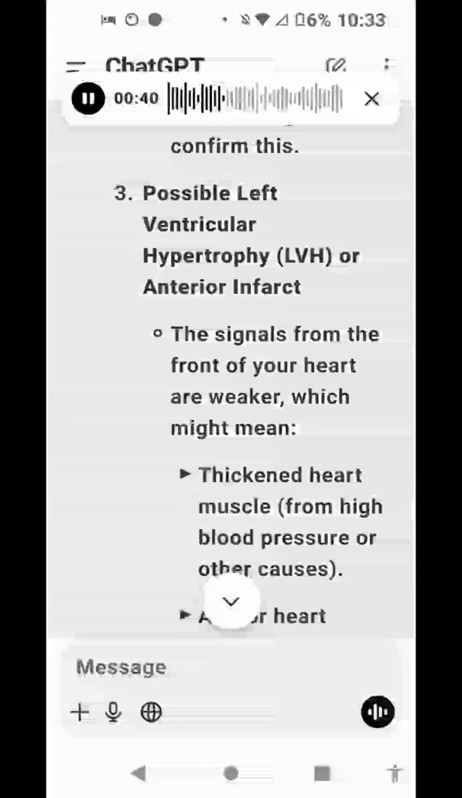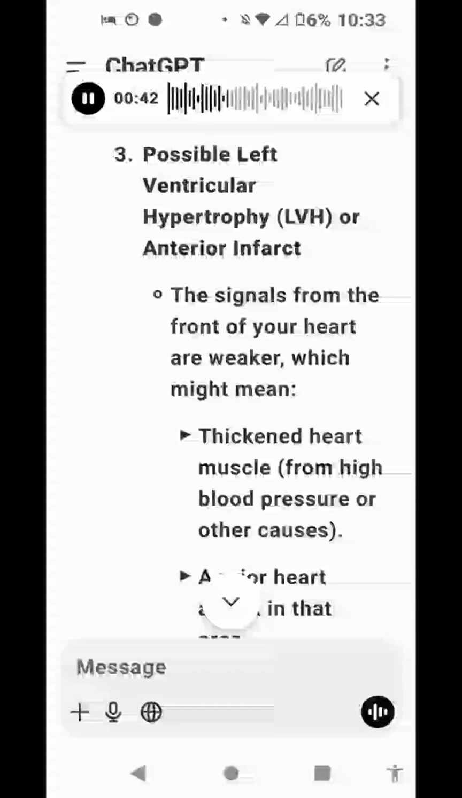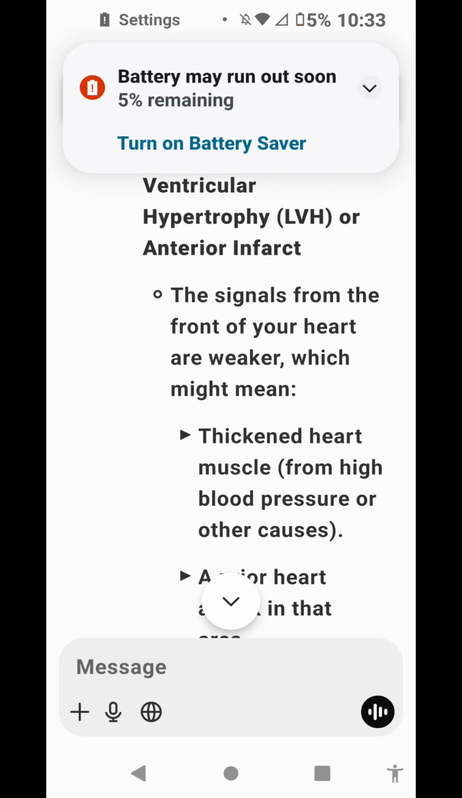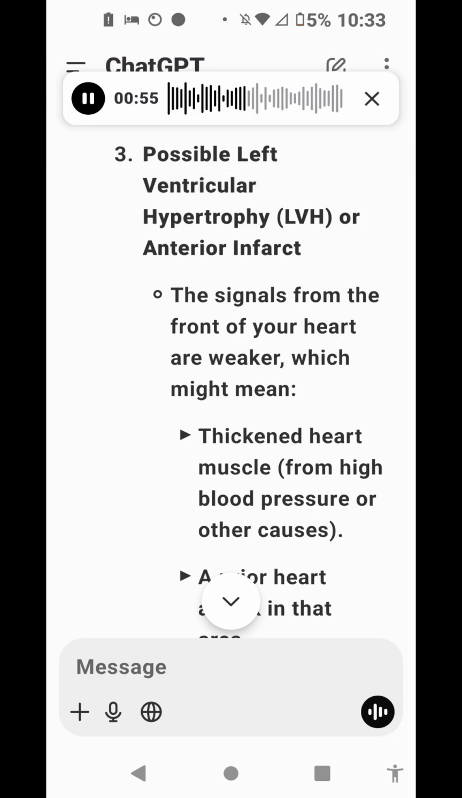3. Possible left ventricular hypertrophy, LVH, or anterior infarct. The signals from the front of your heart are weaker, which might mean thickened heart muscle from high blood pressure or other causes, or a prior heart attack in that area. Further imaging or testing can clarify this finding.